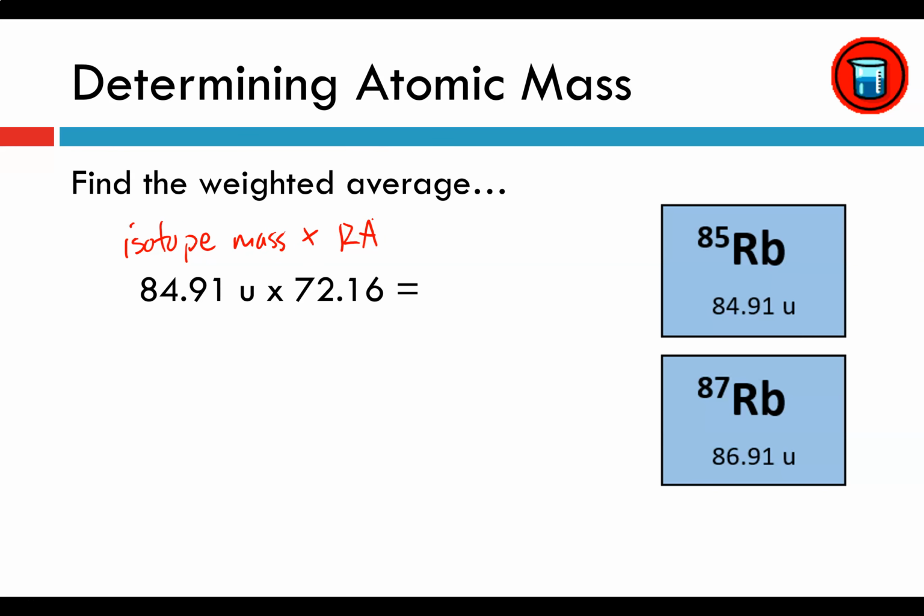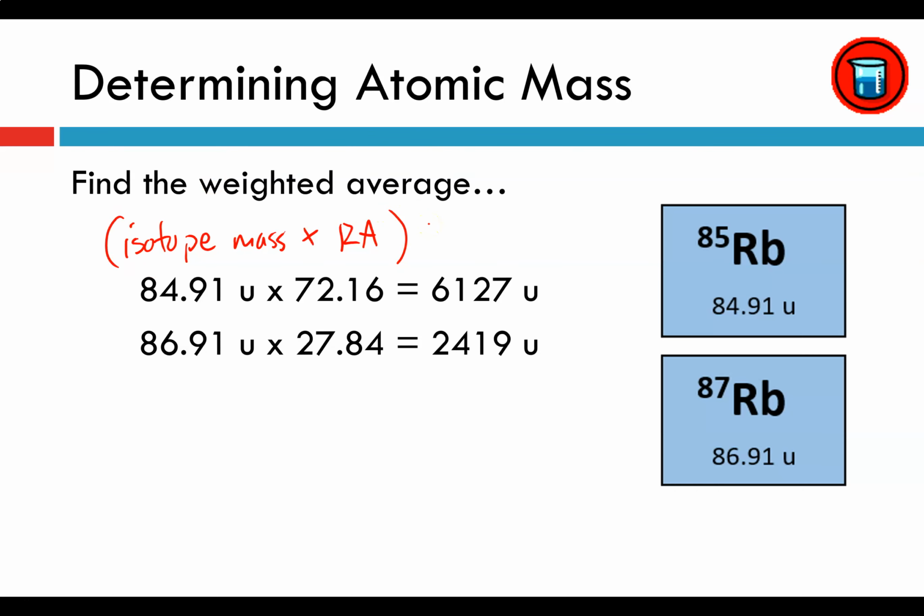Call that relative abundance RA. I'm going to repeat that for every isotope that exists naturally for this element, in our case, rubidium. So now I'll take my 86.91 U, I'll multiply it by 27.84. What do you think I need to do with those two numbers? I add them together.